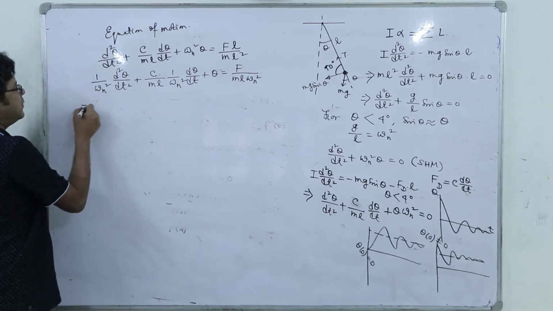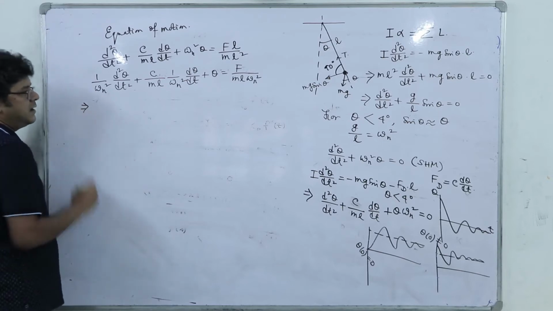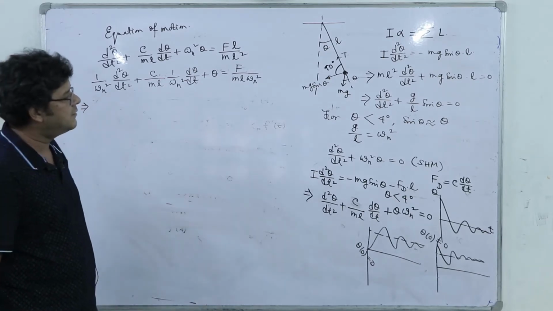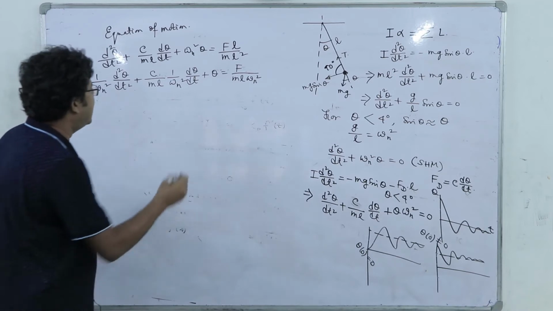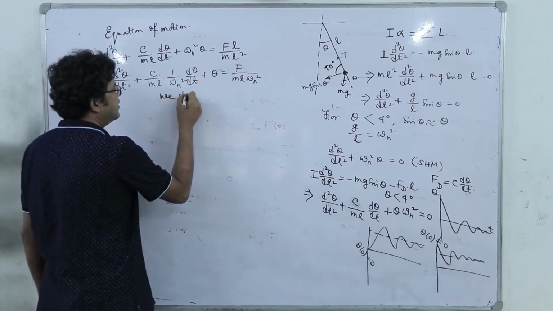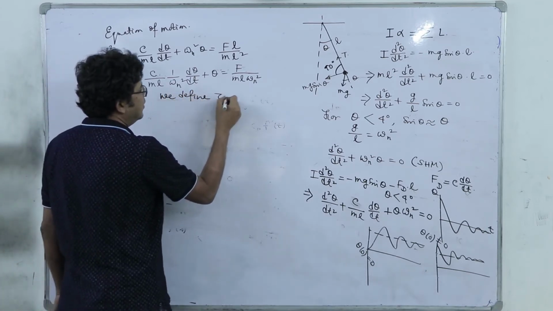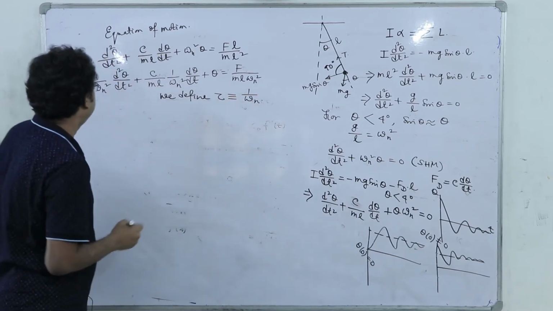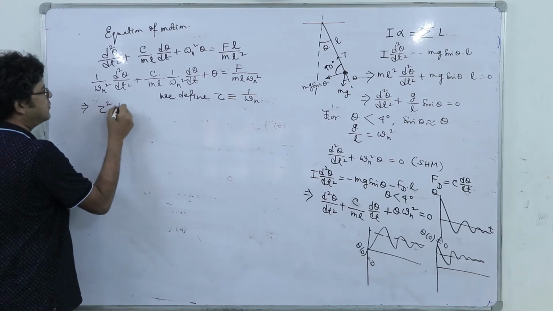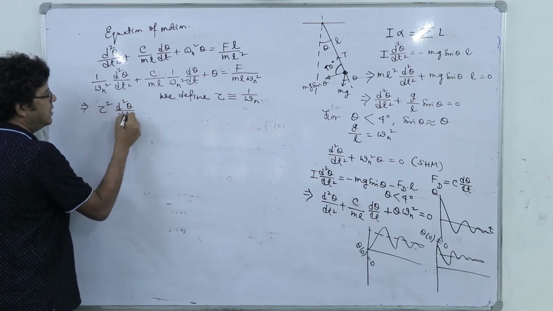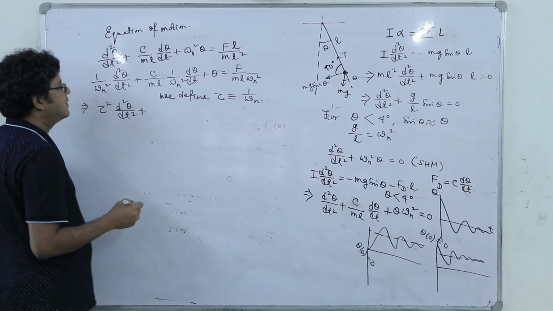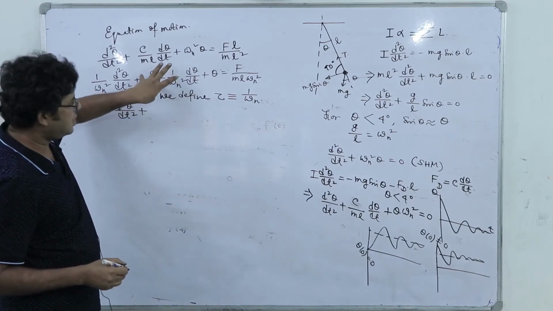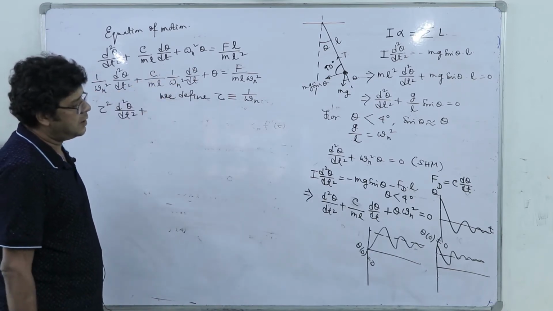Now, omega n square is the natural frequency of oscillation, and the inverse of that we define as tau, which is 1 divided by omega n. Essentially it becomes tau square d square theta dt square plus... Now, what about the damping?